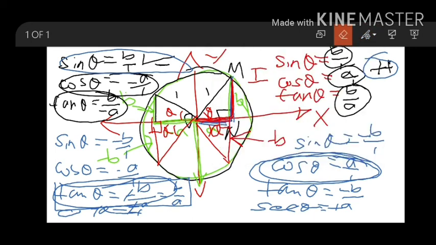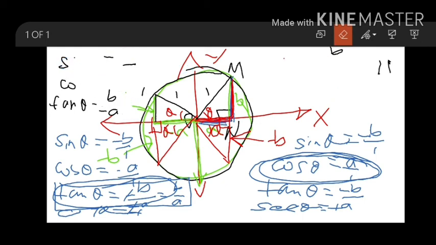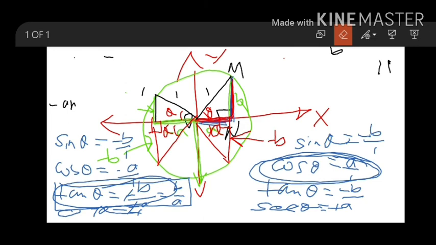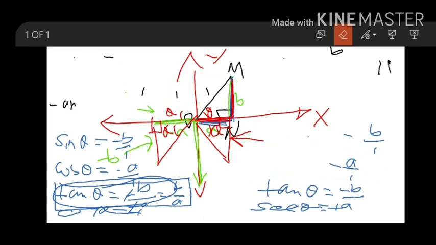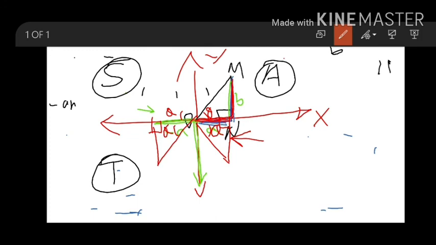So let me erase. Here I will write how you can remember all these values. Now you know the concept behind this. Let's say this is A, A means all, and this second quadrant is S, only sine and cosec, since the inverse of sine is cosec. A S T C.